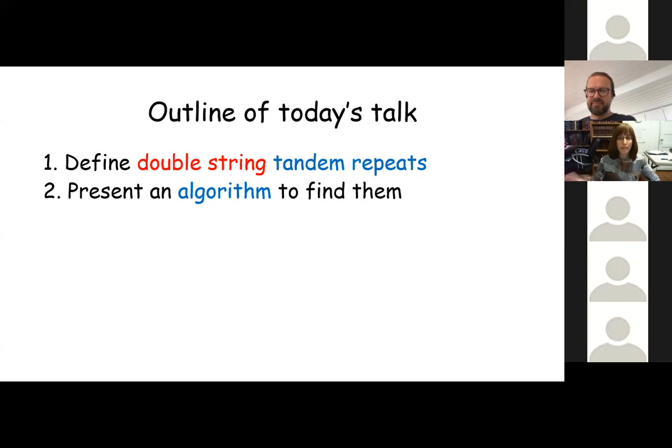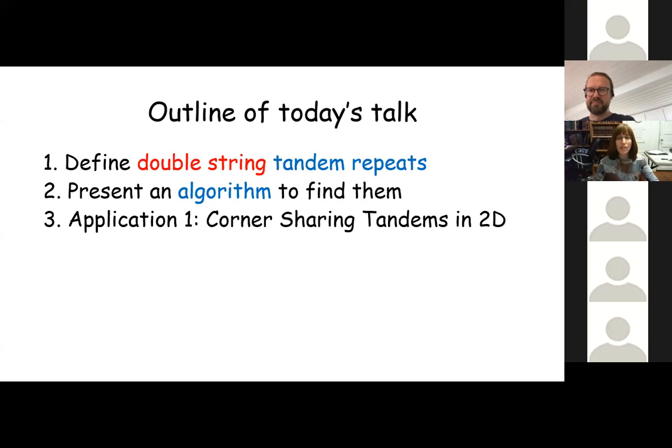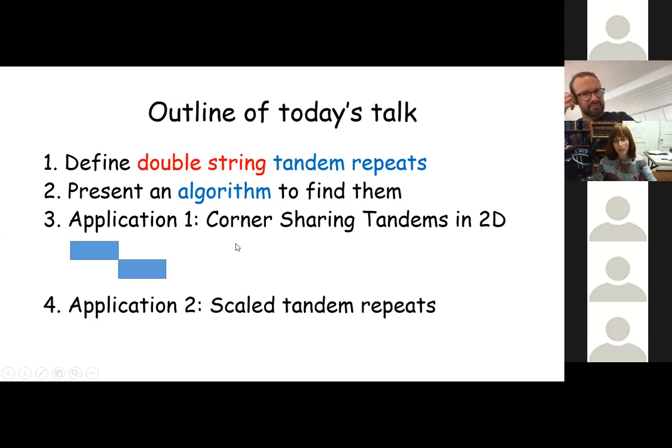were working on simultaneously, variations of tandem repeats that are unrelated to each other, and we realized that both of them reduce to the problem of double string tandem repeats. And so we first talk about the problem of double string tandem repeats and then show you those applications. The first one is called corner sharing tandems on a two-dimensional text. And the second problem is scaled tandem repeats. This is in a one-dimensional string searching for scale tandem repeats.